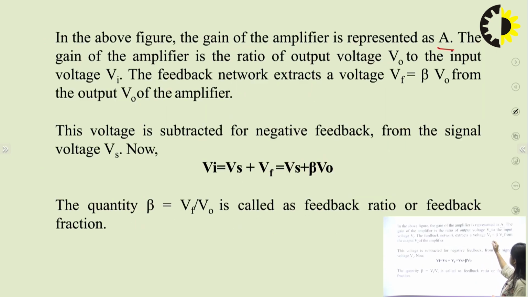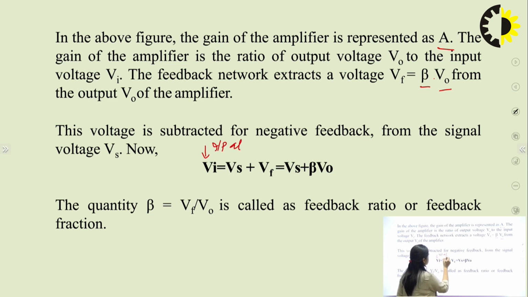This gain of the feedback network is represented by beta. So V output can be given by A times the input signal at the input of the amplifier, whereas VF, the feedback voltage signal, is the multiplication of the gain of the feedback network and the input to that feedback network. The input to this feedback network is V naught. So VF can be given as beta into V naught. The input at the amplifier can be given as Vs, the source signal, plus VF, because of the positive sign we have seen due to the positive feedback. So that is Vs plus beta V naught.